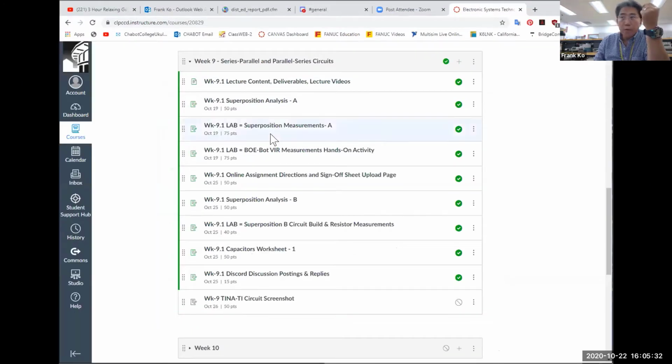So for week number 9, notice the due dates. We have superposition A, which was due Monday, and so we finished our analysis. Anybody who was participating in attendance received score points for that. We also had measurements for A, so those score points are already in place. We also completed our Bobot activity on Monday, so those score points are also complete. What's due the coming Sunday are a couple of things.